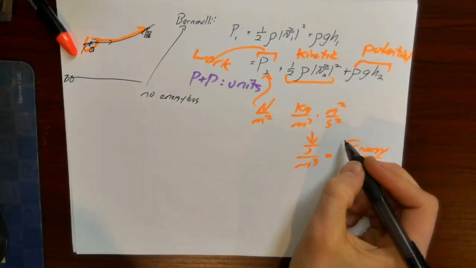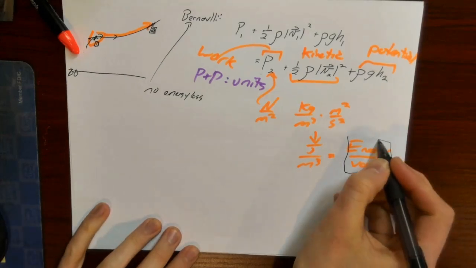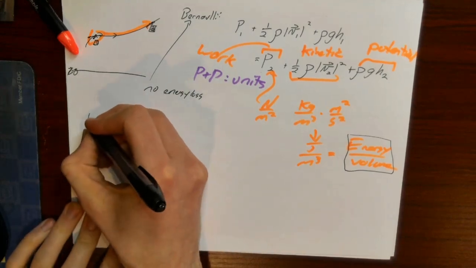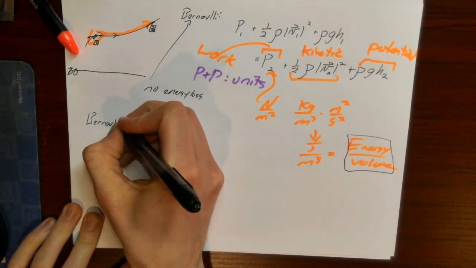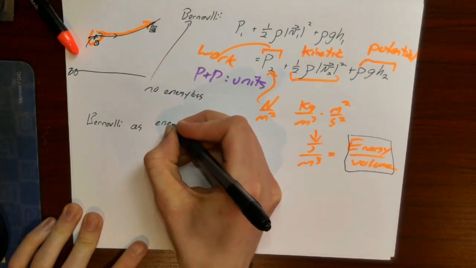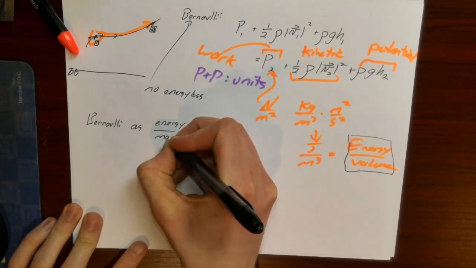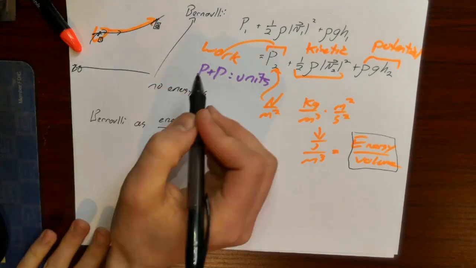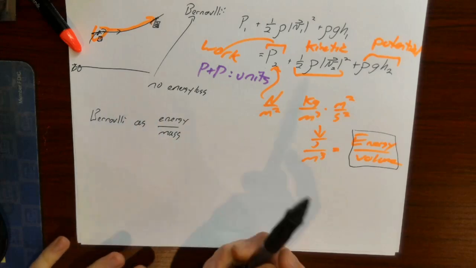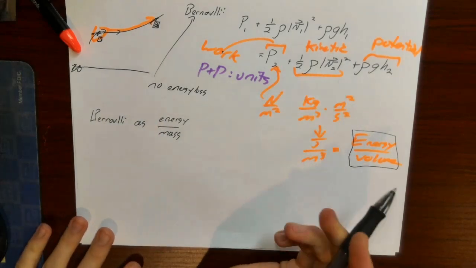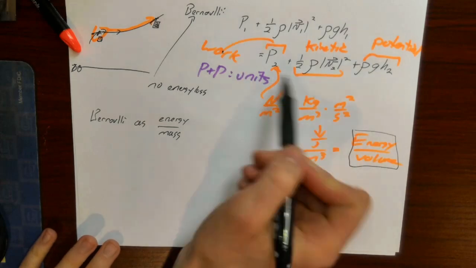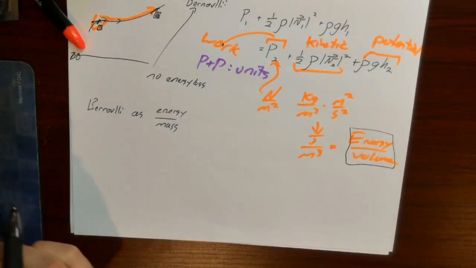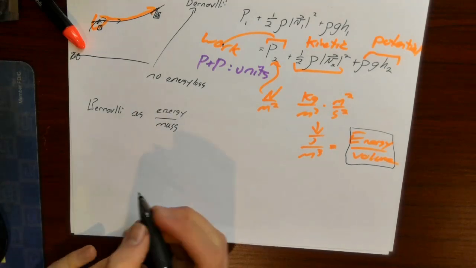This form is in terms of energy per unit volume, but we could equally form Bernoulli as an energy per unit mass of fluid. This is an energy per unit volume chunk of fluid. We could equally form this as energy per unit mass if we just divided everything by density. So if we took all these terms and divided them by density, we could equally form Bernoulli as energy per unit mass.